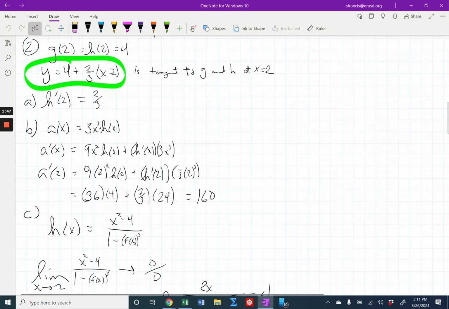And then we just plug in 2, and we got to do some arithmetic. Now we found h prime of 2 from the previous problem, so that's where the 2/3 came from here. H of 2 was given to us as 4, so 2 squared is 4 times 9 is 36, times h of 2, so times 4, and then the rest is just arithmetic.